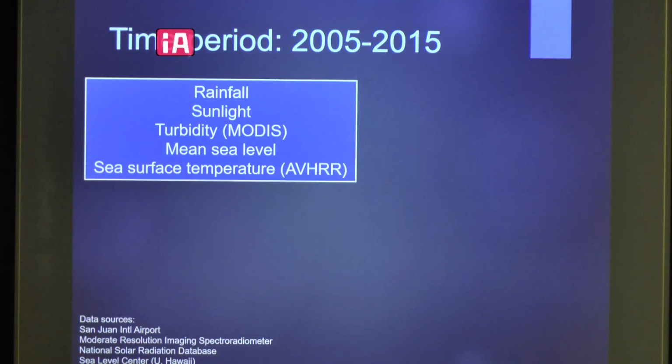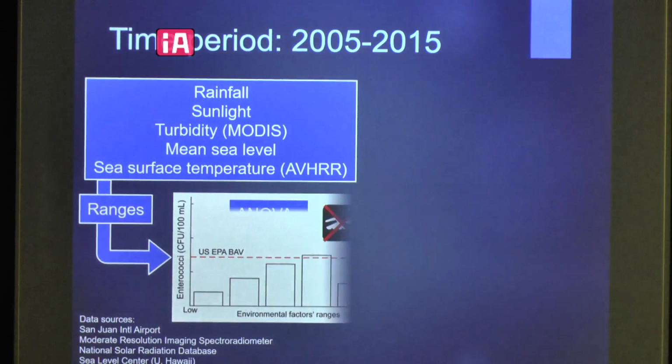In order to understand that, I took the time period of 2005 to 2015, and all of my environmental variables are again a combination of satellite-derived data and in situ collected data. And in this case, my satellite data is sunlight, turbidity, and sea surface temperature, where rainfall and sea level were in situ collected.